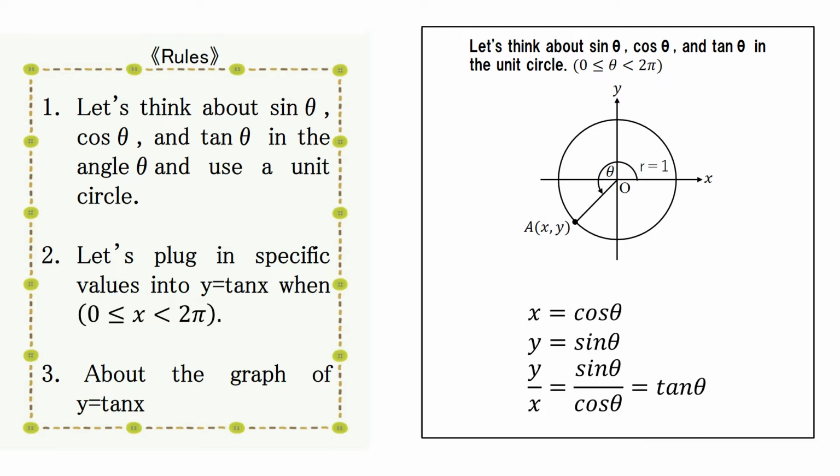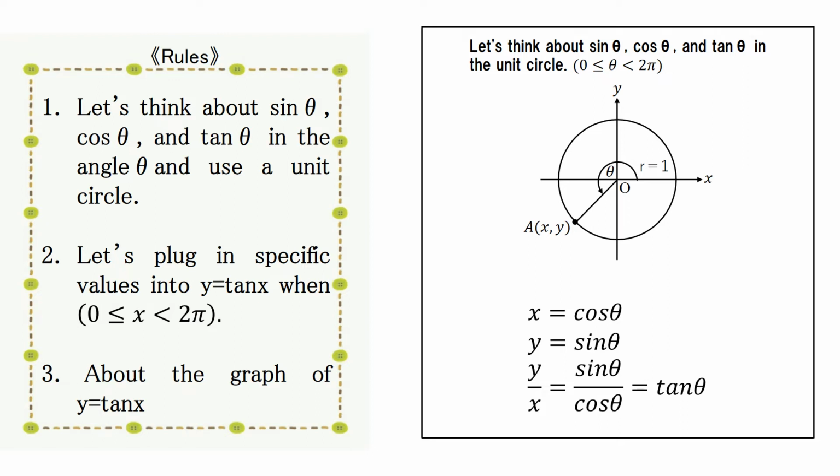For the point A (x, y) on the unit circle, sine theta, cosine theta, and tangent theta can be expressed as follows. x equals cosine theta, y equals sine theta, and y over x equals sine theta over cosine theta, or in other words, tangent theta.